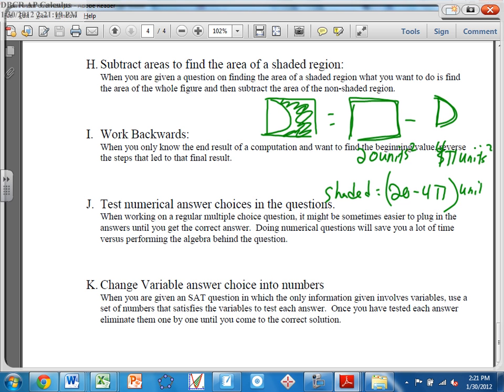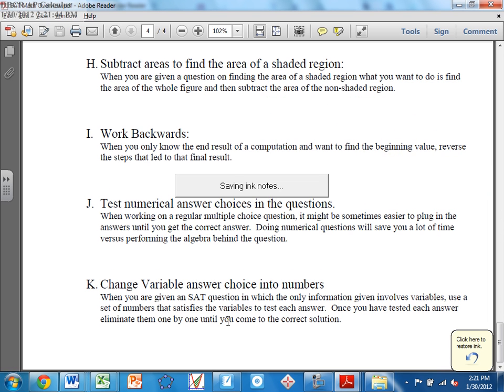The SAT loves to leave answers in terms of pi. So this answer, 20 minus 4 pi, is numerical, but it's not an approximation anymore. As a number, 3.14 times 4 is around 12, so you're looking at a little bit under 8. The answer will not be there as a little under 8. It'll be left in terms of pi. Again, test numerical answer choices. We talked about that a minute ago. And then change variable answer choices into numbers. If you have variables, you can possibly plug in and see how that works.